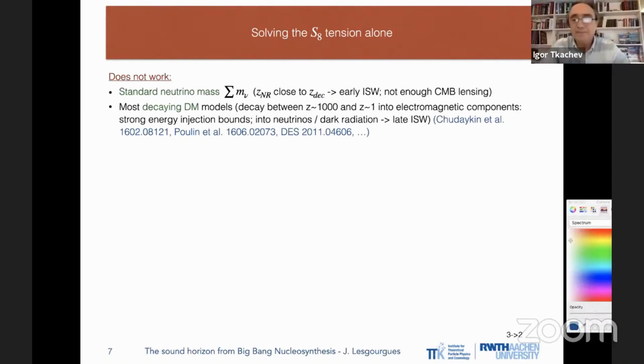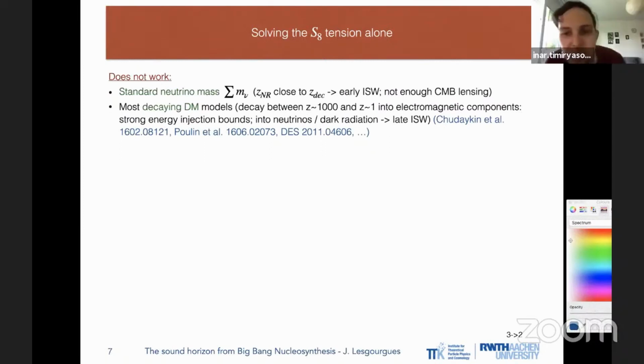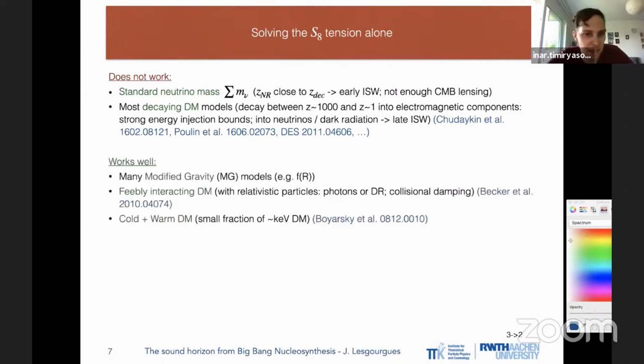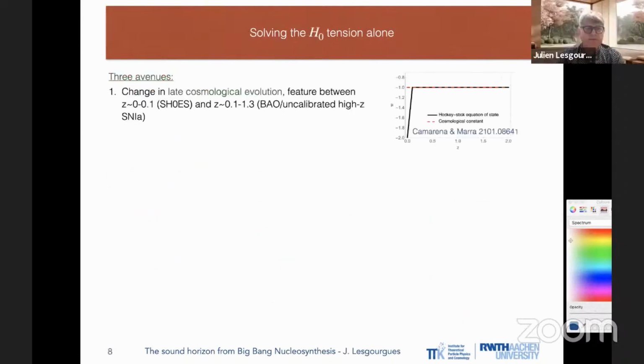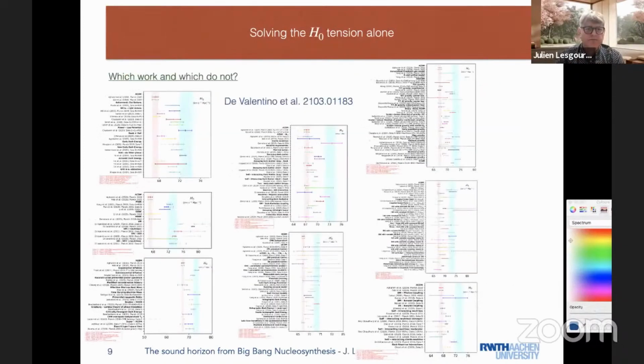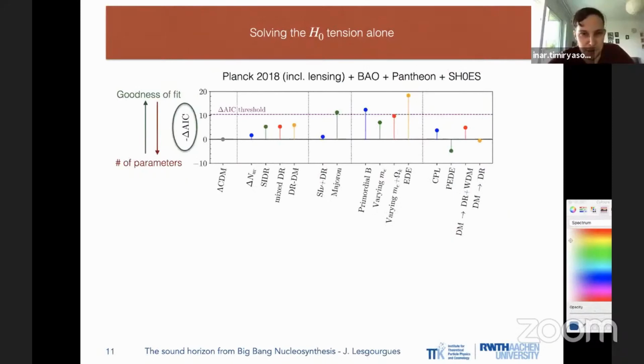Next question, Inar. Yes, thank you very much for the nice talk. When you were comparing the models, you were using this Akaike information criterion, AIC. If you were to use, for example, the Bayesian information criterion, which has a larger penalty for more parameters, would the picture change? Yes, it would change.